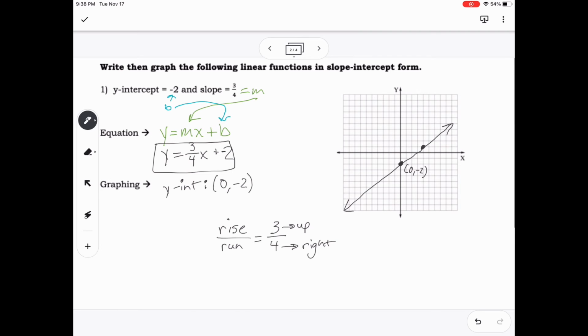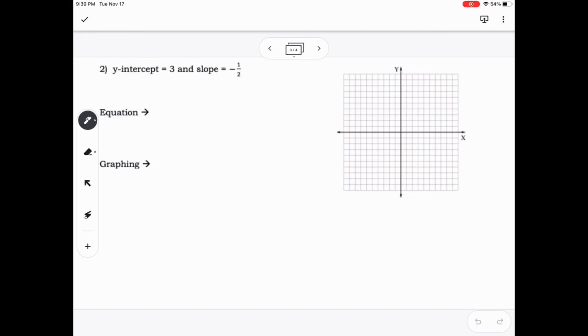Okay? Let's try it again. So here, given the y-intercept and the slope, my equation is y equals mx plus b. Here's my slope, so I'm going to plug it in for m. This is my y-intercept, and that represents b, so I'm going to plug it in there. So I get the equation y equals -1/2 x plus 3.